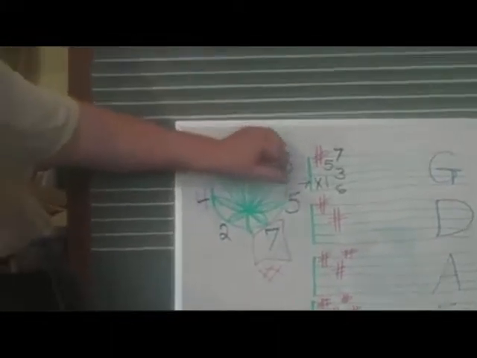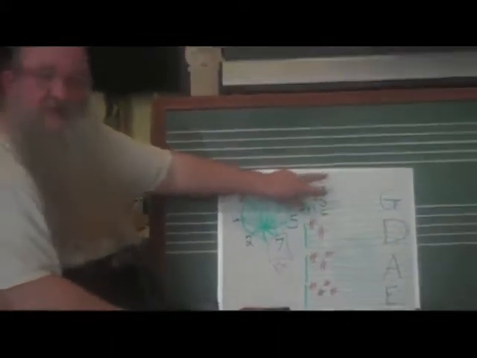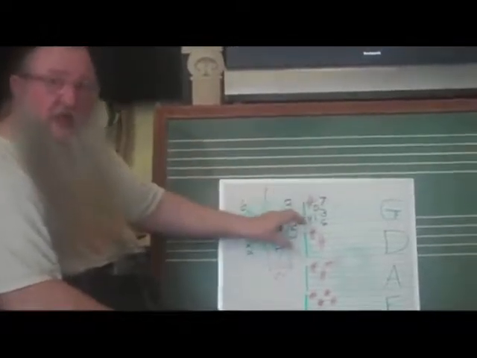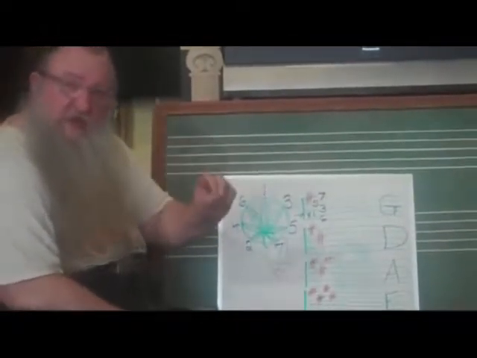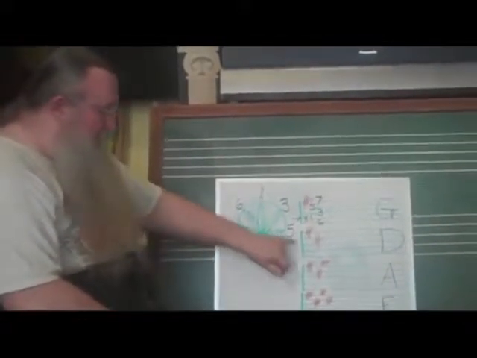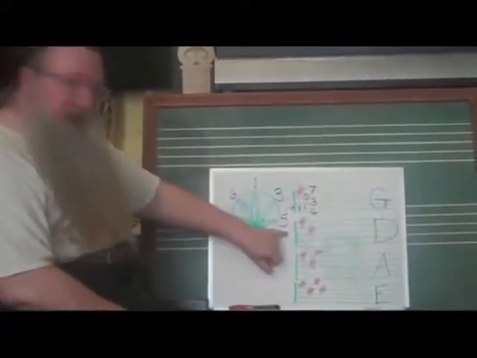Now this is only true for the treble clef. If I had the bass clef or the viola clef, this sharp would be in a different location, but it would still be the number 7. And we'll show you that in the future. Right now, let's look at the D.